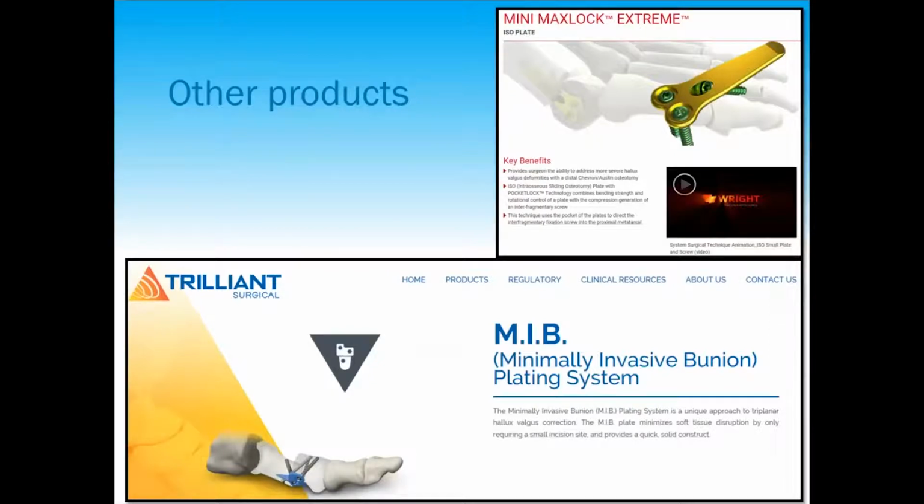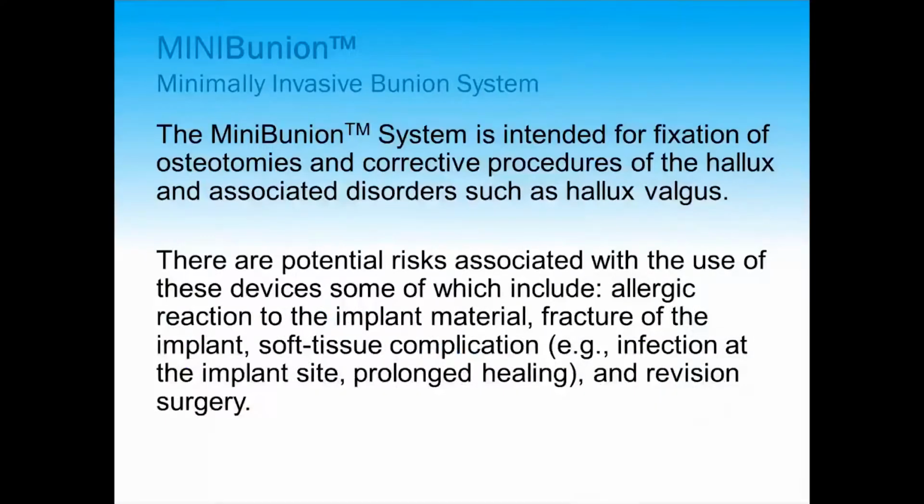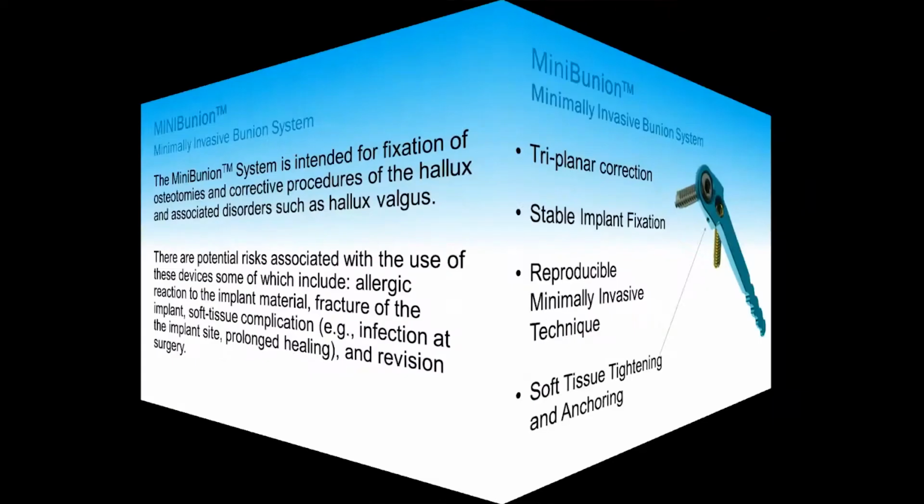Again, these are other implants that are available, but the MiniBunion system is intended for fixation of osteotomies and correction of hallux valgus procedures. There are risks that can happen with the use of these devices: allergy to the implant, fracture, soft tissue complications, infections, prolonged healing, and revision surgery, similar to all other types of implants.